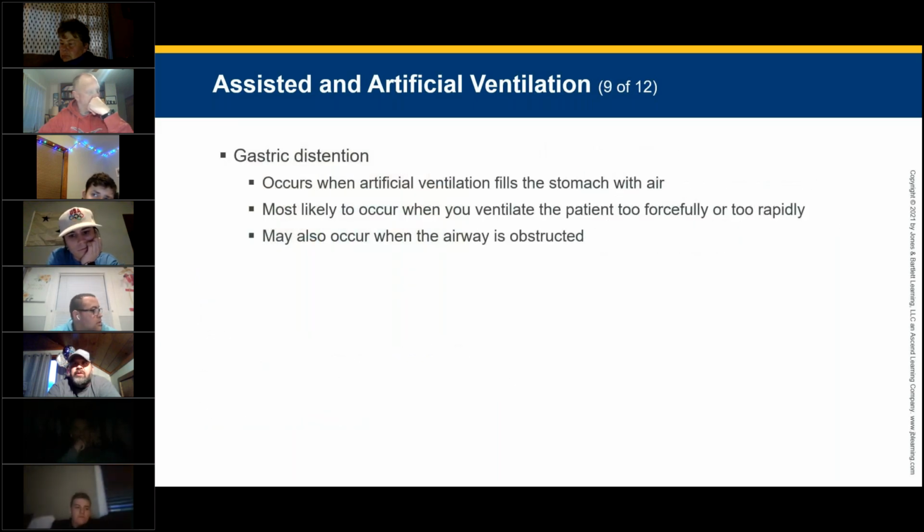Gastric distension. This occurs when artificial ventilation fills the stomach with air. It's most likely to occur when you ventilate the patient too forcefully or too rapidly with a bag mask device or a pocket mask, or when the airway is obstructed as a result of a foreign body or improper head position. You should give slow, gentle breaths during artificial ventilation, over 1 second.